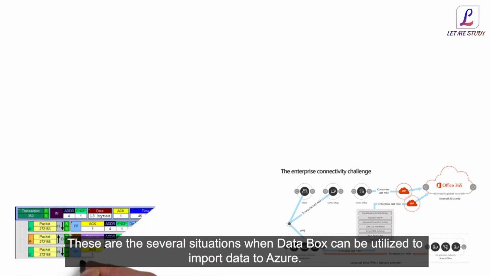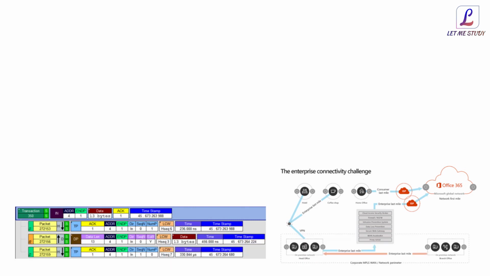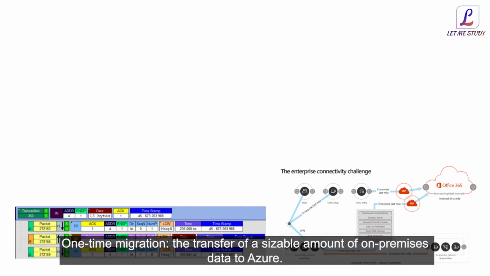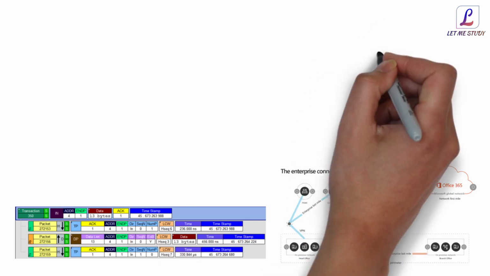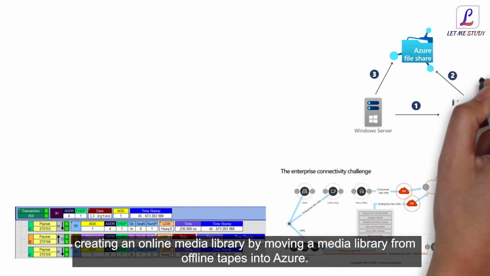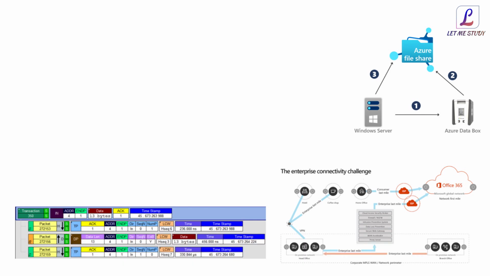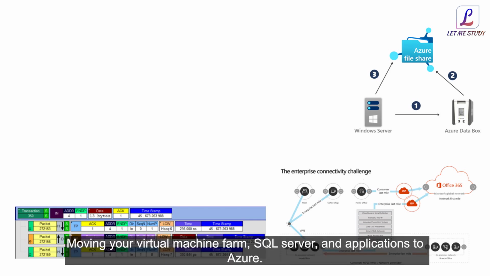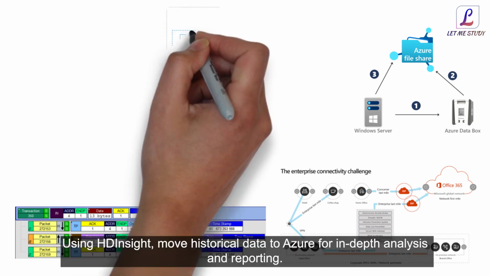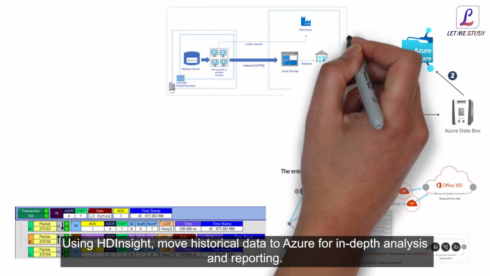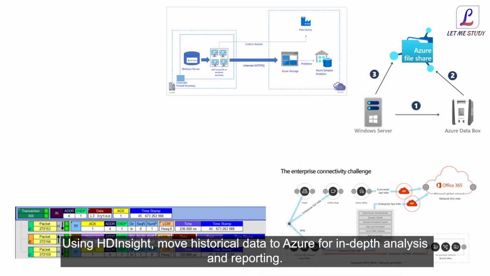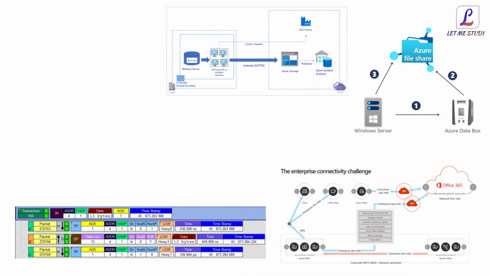These are the several situations when Data Box can be utilized to import data to Azure. One-time migration: the transfer of a sizable amount of on-premises data to Azure. Creating an online media library by moving a media library from offline tapes into Azure. Moving your virtual machine farm, SQL Server and applications to Azure. Using HDInsight, move historical data to Azure for in-depth analysis and reporting.